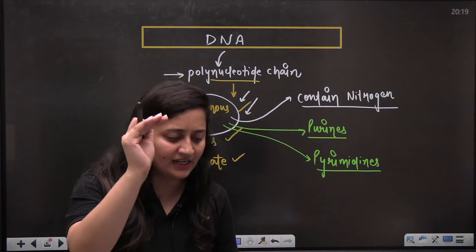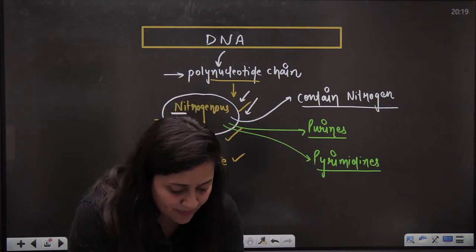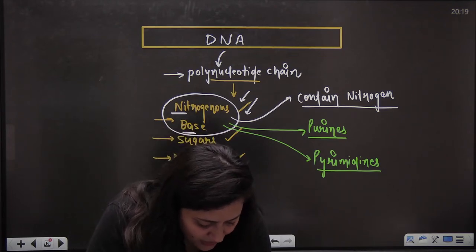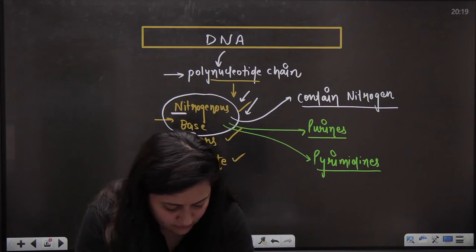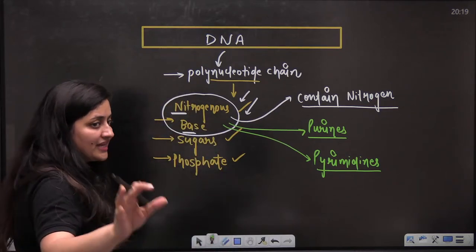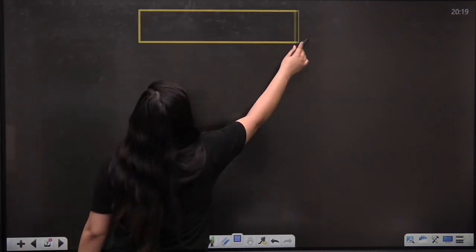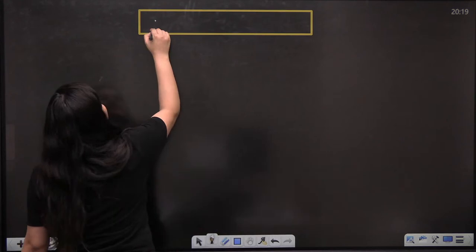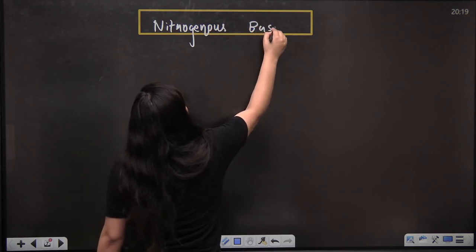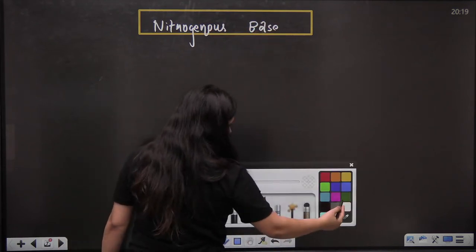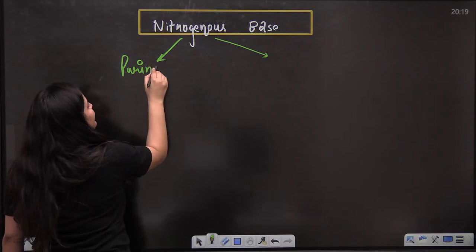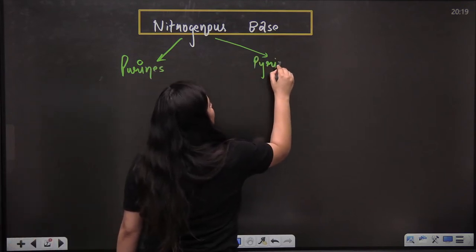Everyone, type it in the chat section: one is purine, another is pyrimidine. And yes, you have to make the notes as well because the topic is interesting and easy. I will share the PDF with you all. Yesterday I forgot to share it, but today I will for sure. So we have the purines and we have the pyrimidines.